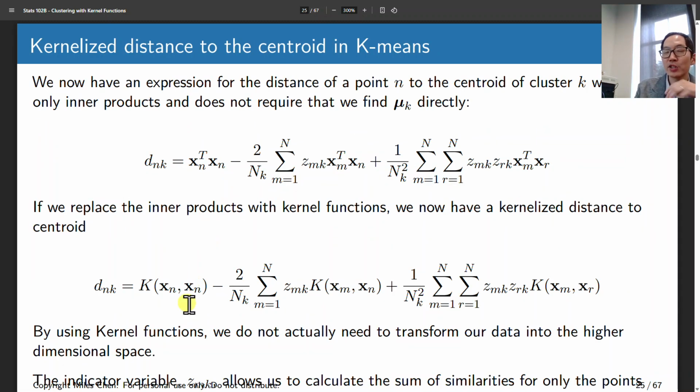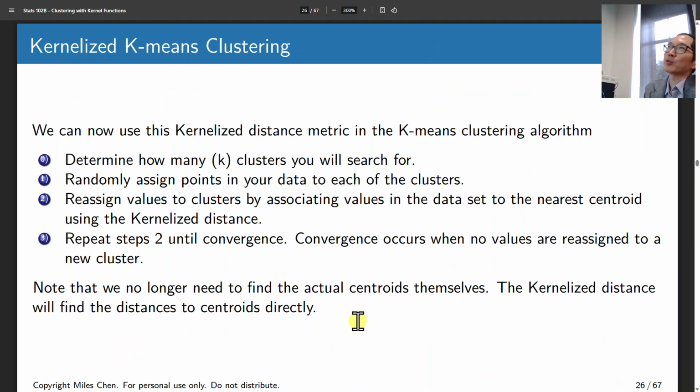And so we're going to use this. And this allows us to calculate distances to the centroid without actually having to calculate the centroid itself. All right, this is a weird thing, okay? So it's a little bit of a weird thing. Okay, so I want to show how this kernelized k-means clustering works.